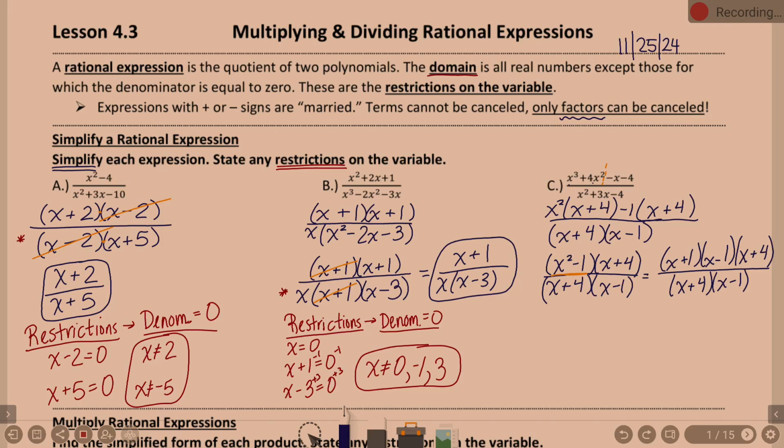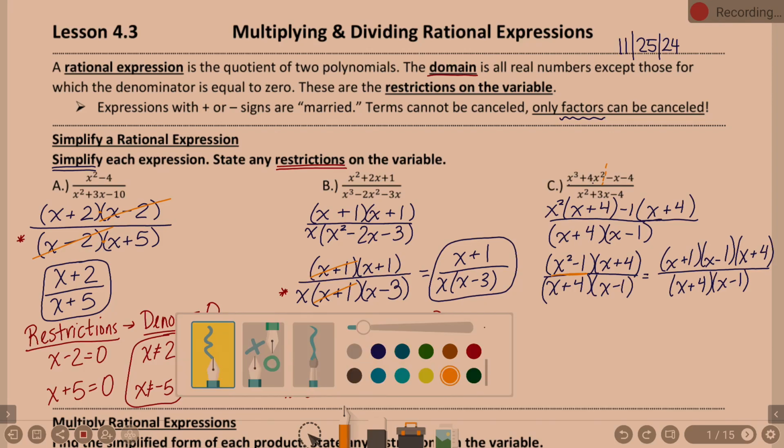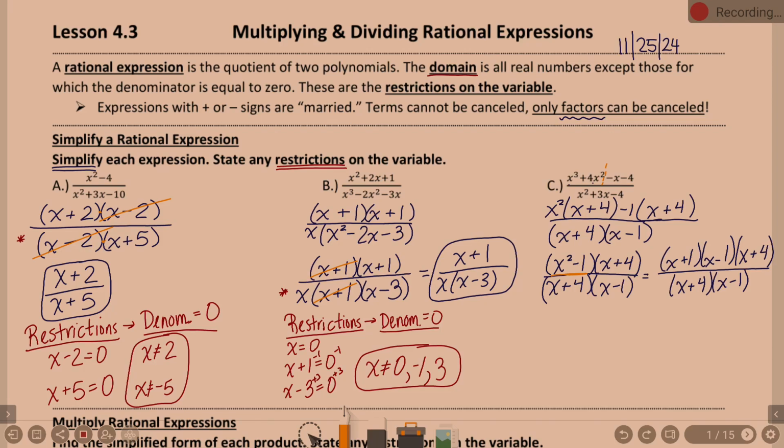Can a bunch of stuff cancel? Yeah. So, some of you already canceled the x plus 4. I'm getting mine out of there. Something new cancels now also, yes. X minus 1 on top cancels with x minus 1 on bottom.